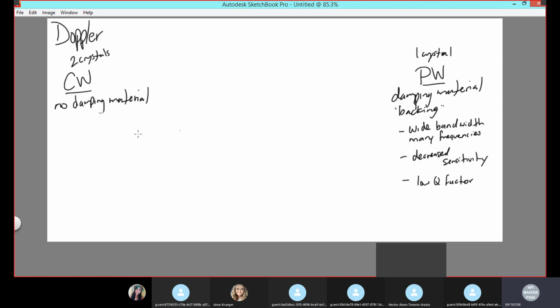So from here, we create the other guys. And we just do that by making the opposites. So damping material, no damping material. Wide bandwidth, narrow bandwidth. Few frequencies, or maybe just one. Decreased sensitivity, increased sensitivity. Low quality factor, high quality factor. And look, increased sensitivity, I see everything. Now it's high quality factor.